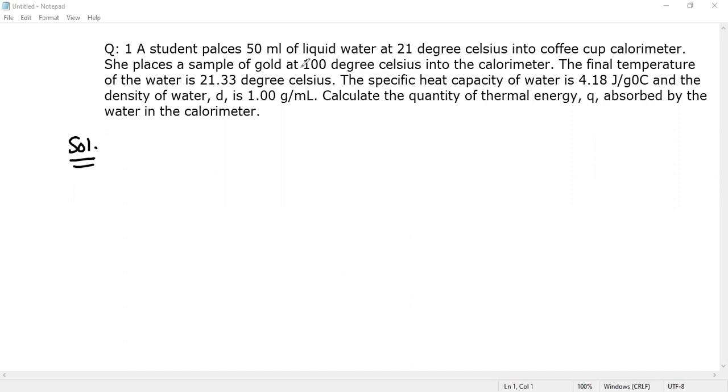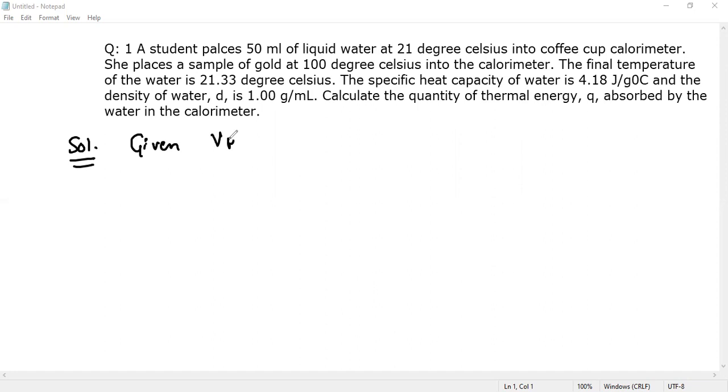She places a sample of gold at 100 degrees Celsius into the calorimeter. The final temperature of the water is 21.33 degrees Celsius. The specific heat capacity is given, which is 4.18 for the water, and the density of water is given, which is 1 gram per ml. So what we have to calculate is the quantity of thermal energy Q, which is absorbed by the water in the calorimeter. So first of all, we will write down what things are given here.